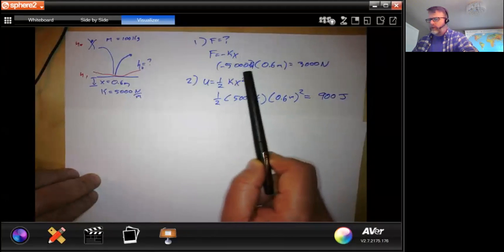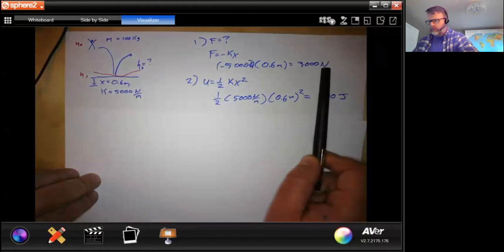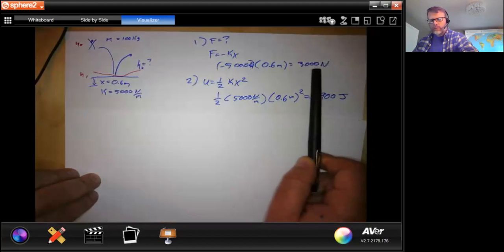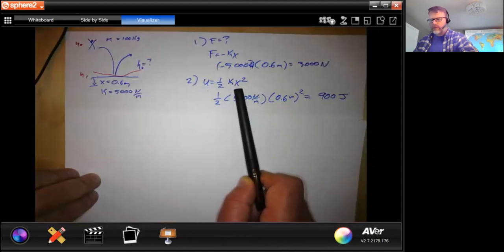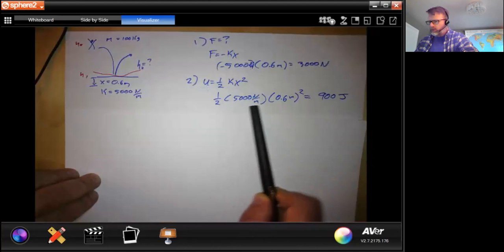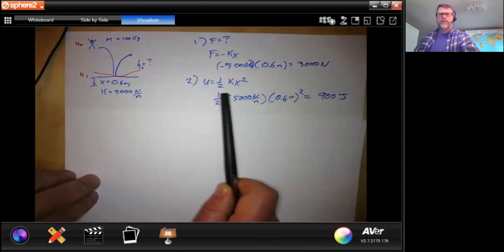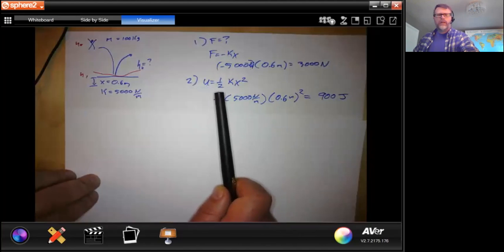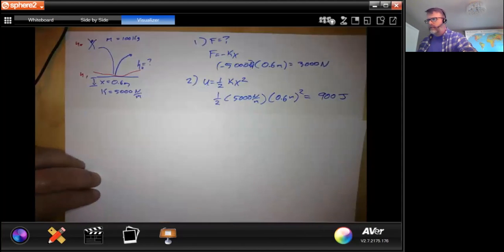First thing we wanted to find was the force. This was the upward force of the spring. The next one is the energy of the spring. Again, that one was fairly straightforward as well. Make sure you're using the equations listed. Make sure you're using the AP Physics equation sheet as well as your notes to have all these constants.